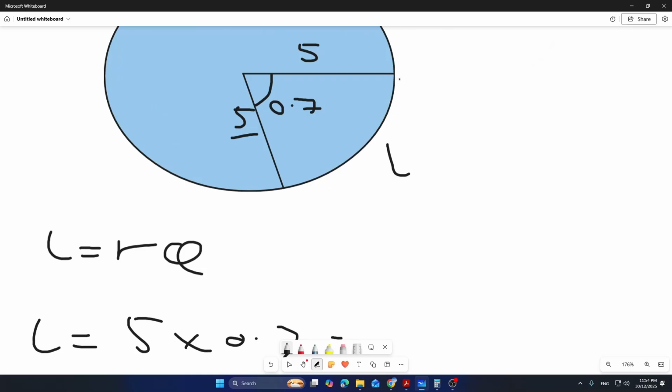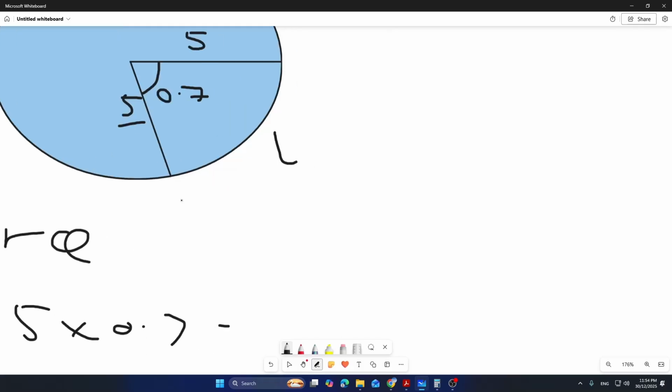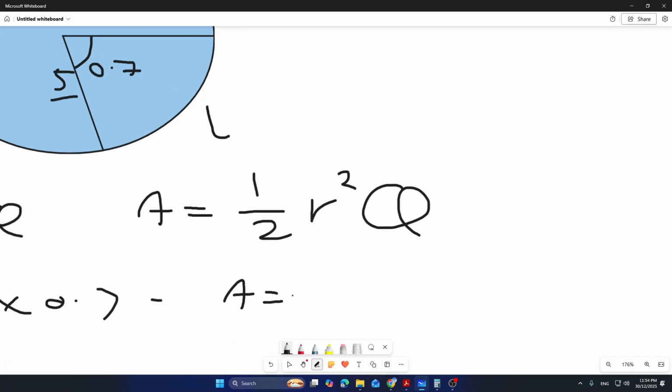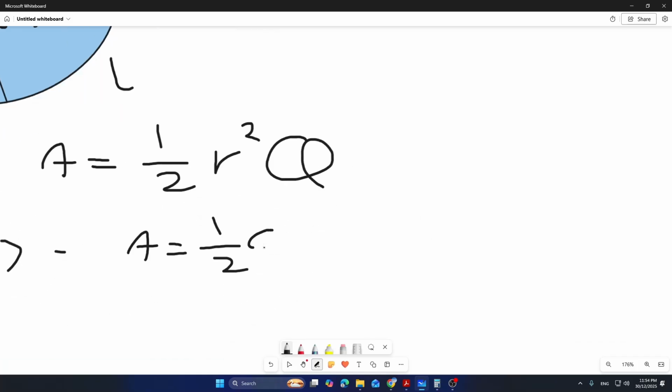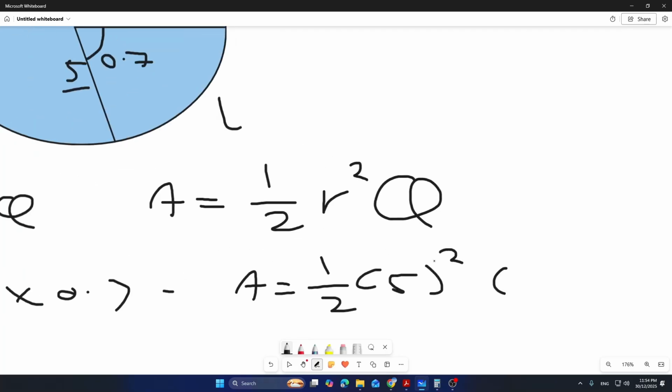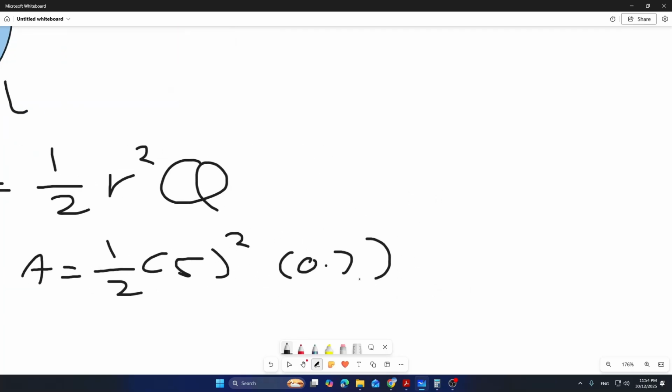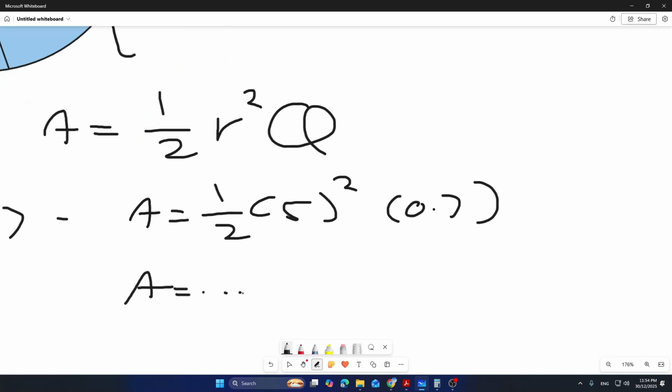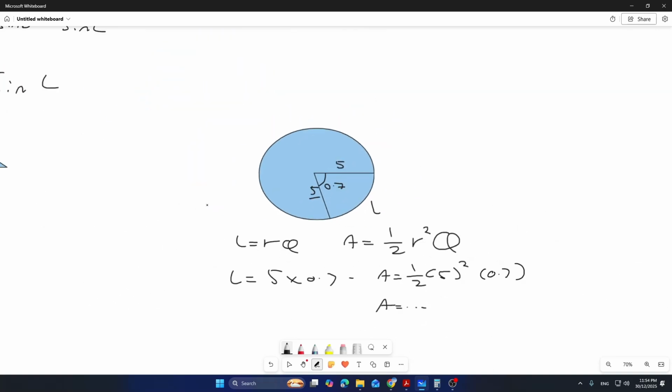If I want to find the area of this pizza-slice sector, I use the formula A equals half r squared theta, in which we will do A equals half, r is already given as 5, and theta is again 0.7, and we will put this in the calculator. We will get A equal to whatever the answer is on the calculator, and that's it for circles.